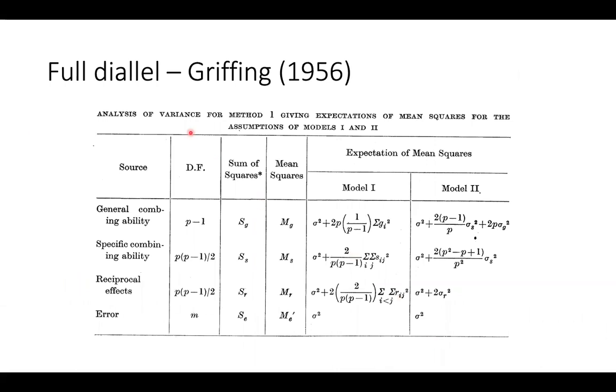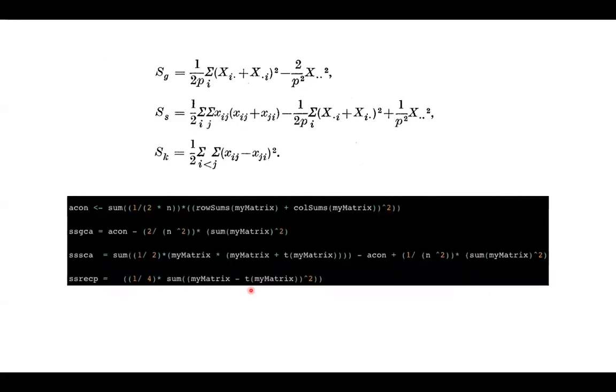So I'm not going to give a lot of details, and I don't want to get into the heavy part of the theory, but I pointed out here that Griffing in 1956 already mentioned the importance of deciding if your effects are fixed or if your effects are random. And so this is a fixed effect, and this is a random effect. And this is how you calculate the sum of squares for general combining ability, the specific combining ability, and the reciprocal effects for method 1, which is a full diallel.